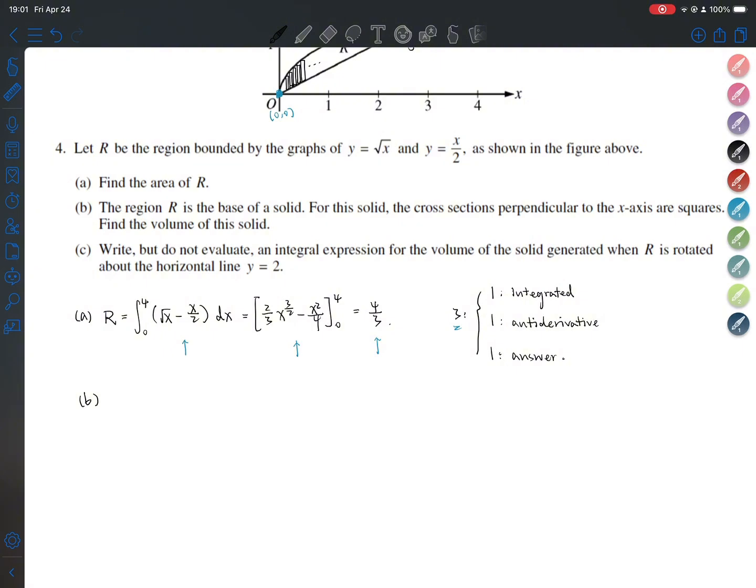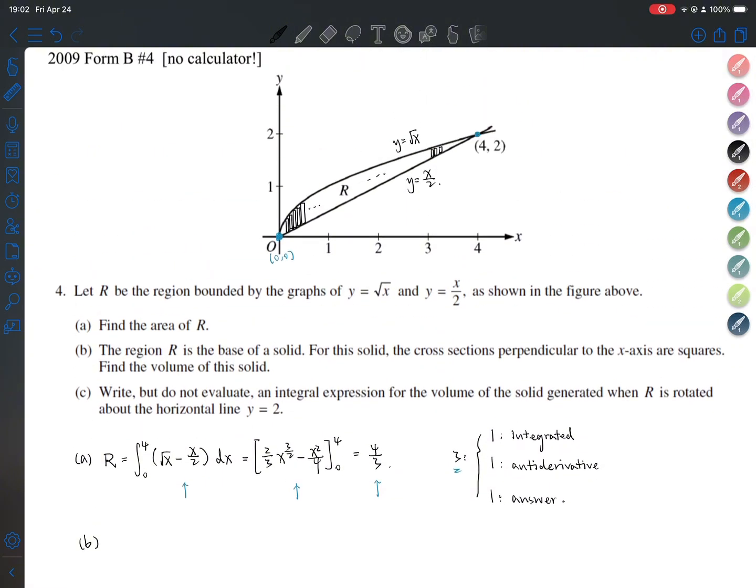Okay, now let's look at question B. The region R is the base of a solid. For this solid, the cross-sections perpendicular to the x-axis are squares. Find the volume of this solid. So in order to find the volume, we now need to erase all of these rectangles from question A, which is to calculate the area. So we need to have a cross-section of a square, which is perpendicular to the x-axis. But we first draw a small rectangle, just like we draw the rectangles for question A. But now we just draw one so that we can clearly see what it looks like.